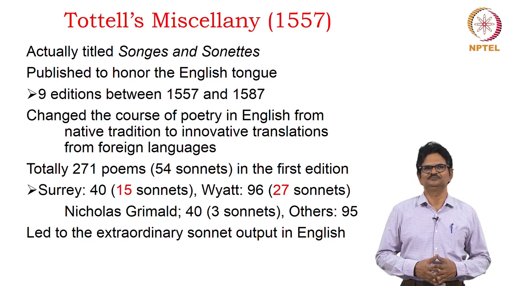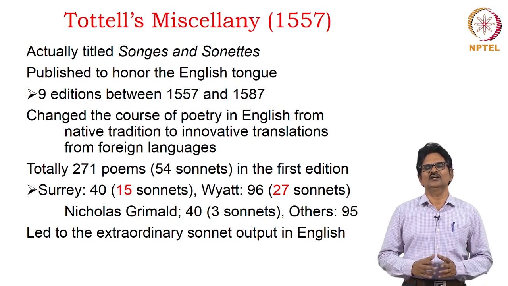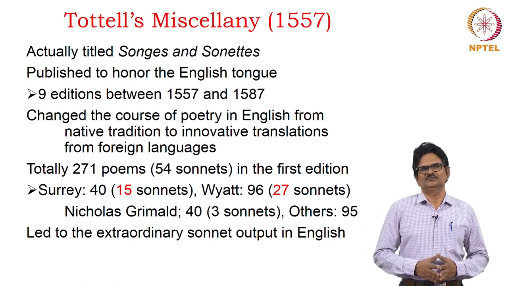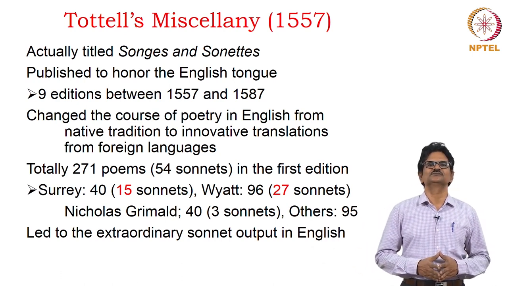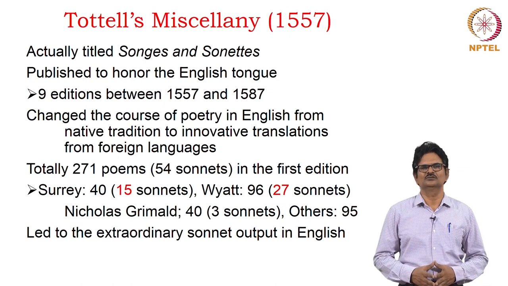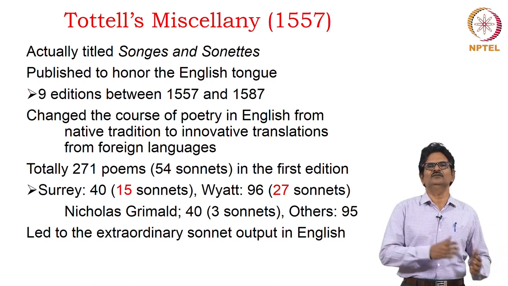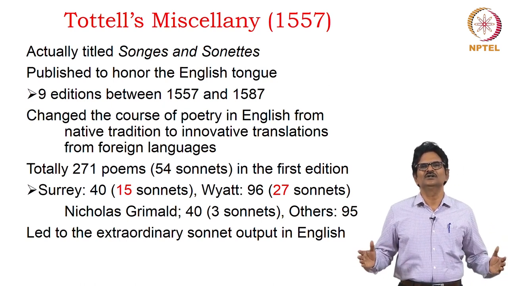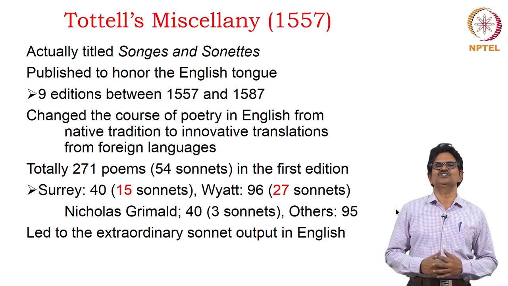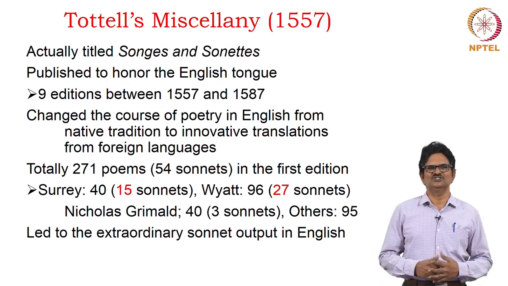As you can see, Richard Tottel's Miscellany played a key role in the promotion of sonnet writing in the Elizabethan period. The actual title of this miscellany is Songs and Sonnets. It has a long subtitle including the names of Henry Howard and Thomas Wyatt. This book was published to honor the English tongue, that is, language. It went through 9 editions between 1557 and 1587, a period of 3 decades. Actually, this book changed the course of poetry in English from native tradition to innovative translations from foreign languages.